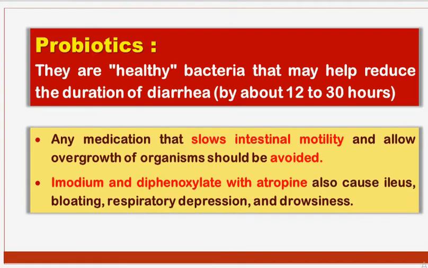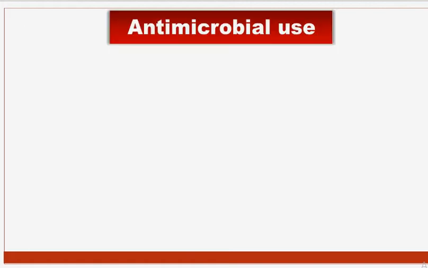Imodium, or loperamide, and diphenoxylate with atropine may cause ileus, bloating, respiratory depression, and drowsiness. So they are contraindicated in babies up to 10 years of age. Lomotil, Vacontil, Enterostop, all these are trade names of diphenoxylate with atropine. They may cause respiratory depression and drowsiness, so they should be avoided.